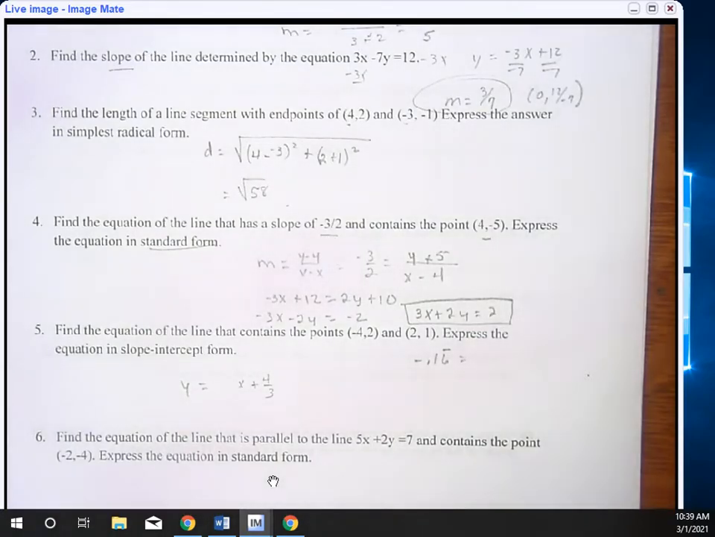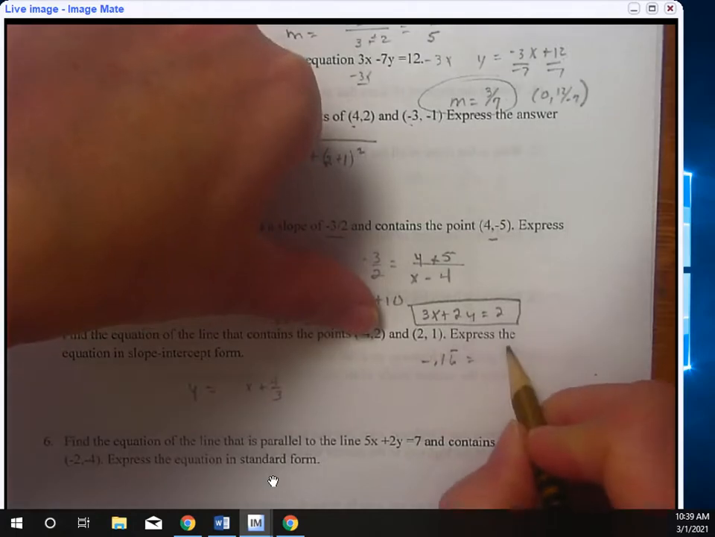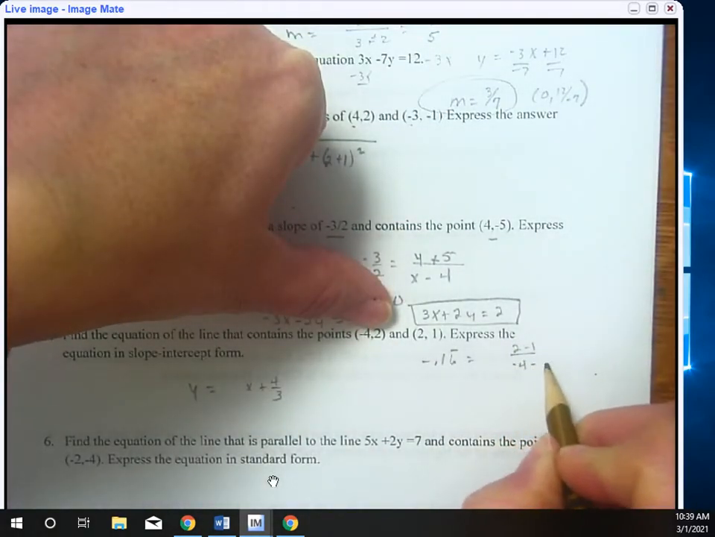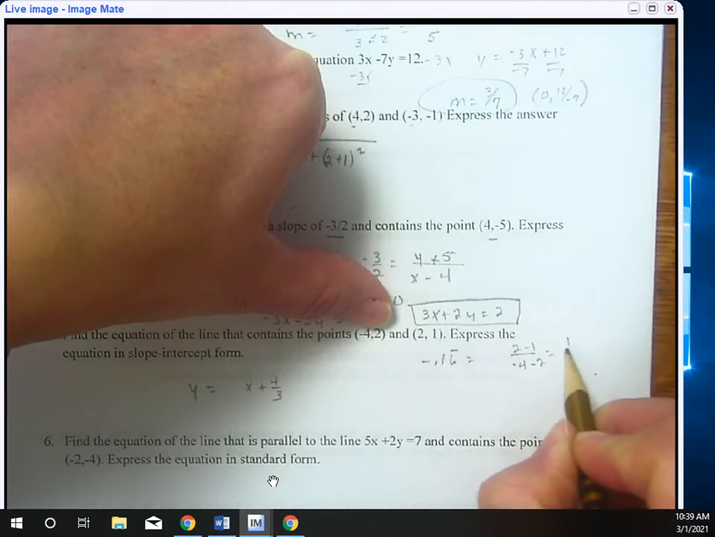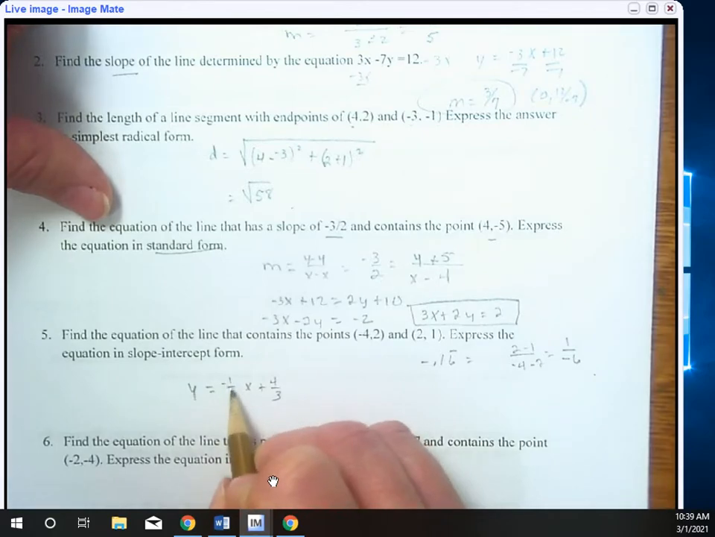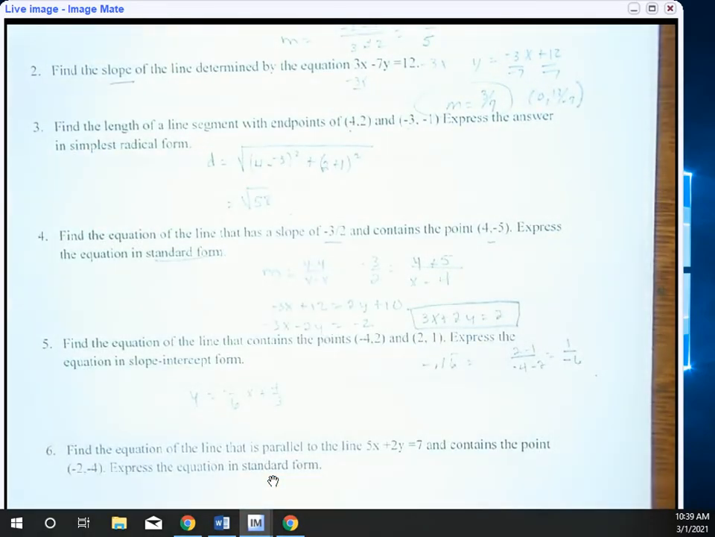Okay, so yeah, if the calculator won't convert it for you, you're going to have to go back and find the slope, which is the y minus the y over the x minus the x. And it's in slope-intercept form.